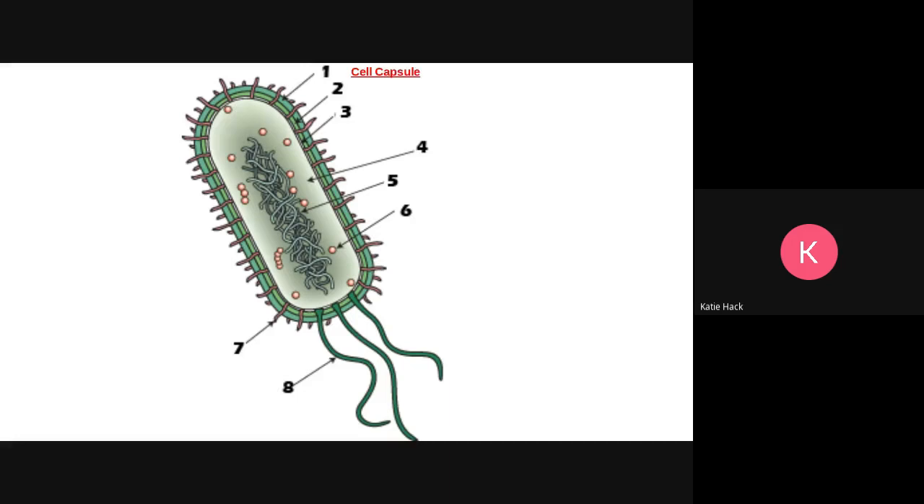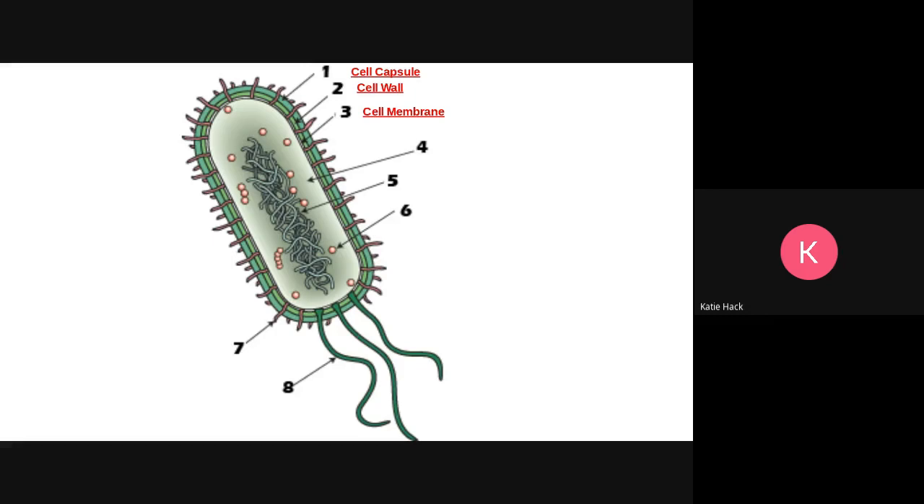Okay, so number one is your cell capsule. And then two is the cell wall. So that middle layer is the cell wall. And then you have the cell membrane. And what is four? Do you know what four is?